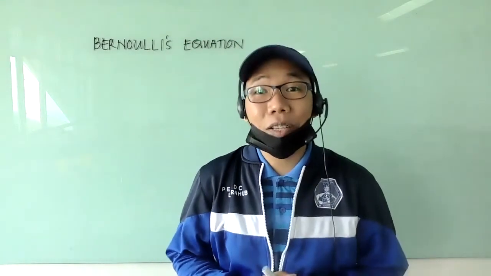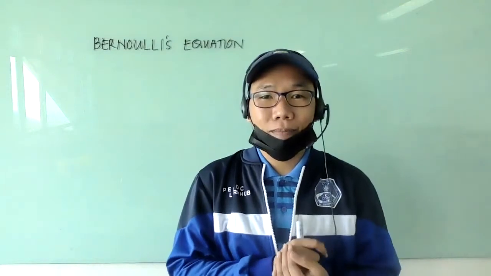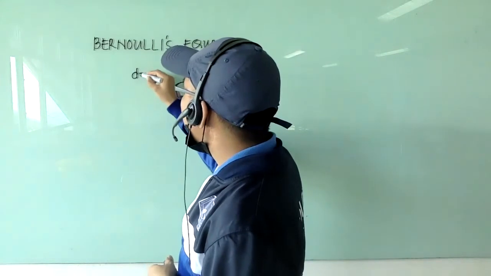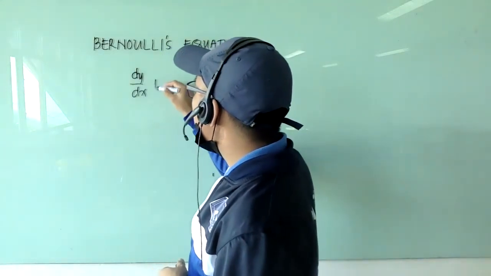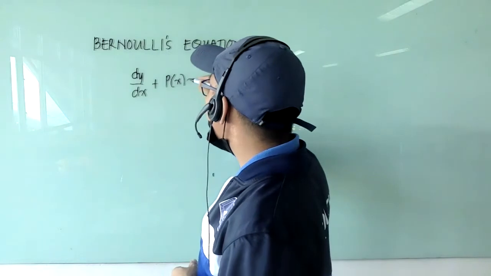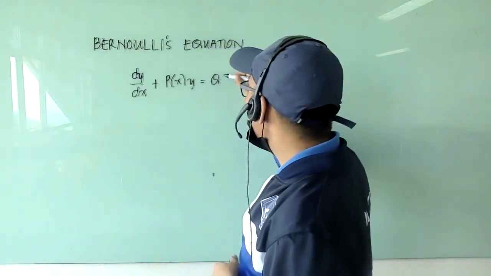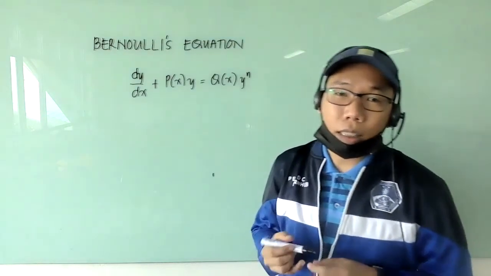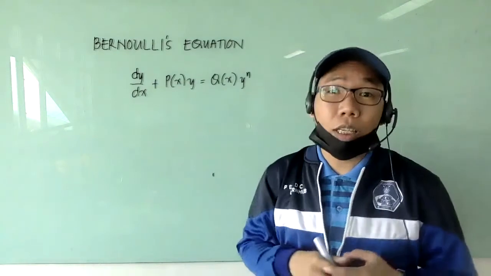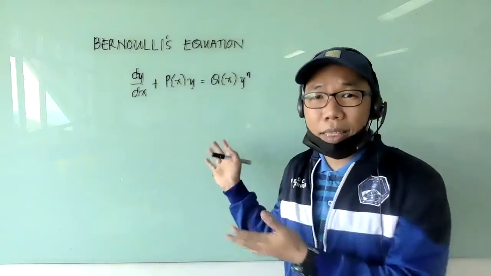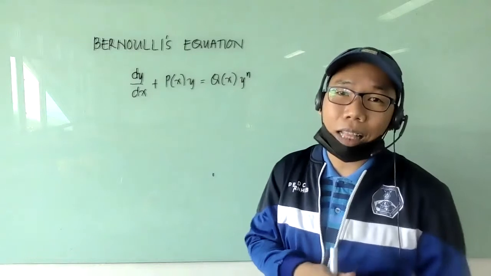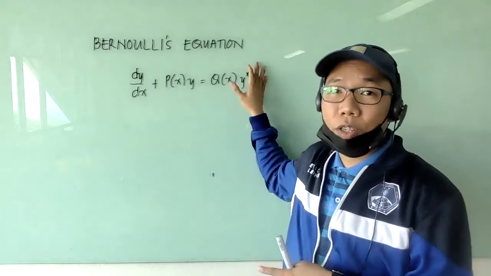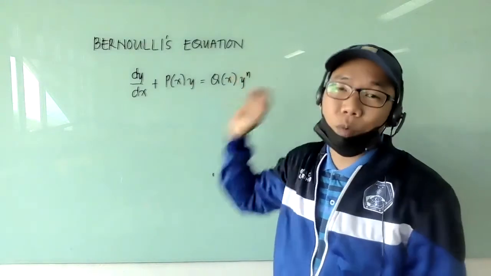Hi, so we are going to talk about Bernoulli's equation. Bernoulli's equation is of the form dy/dx + p(x)y = q(x)y^n. So this n here represents an integer. What makes this equation distinct from a linear one is the presence of y raised to n. If you remove this y^n, the equation will be linear in y.